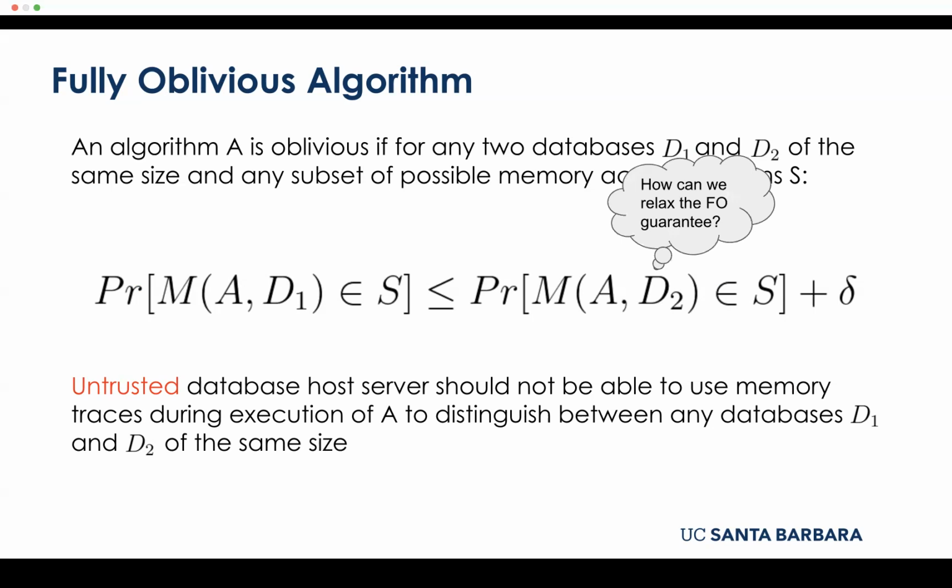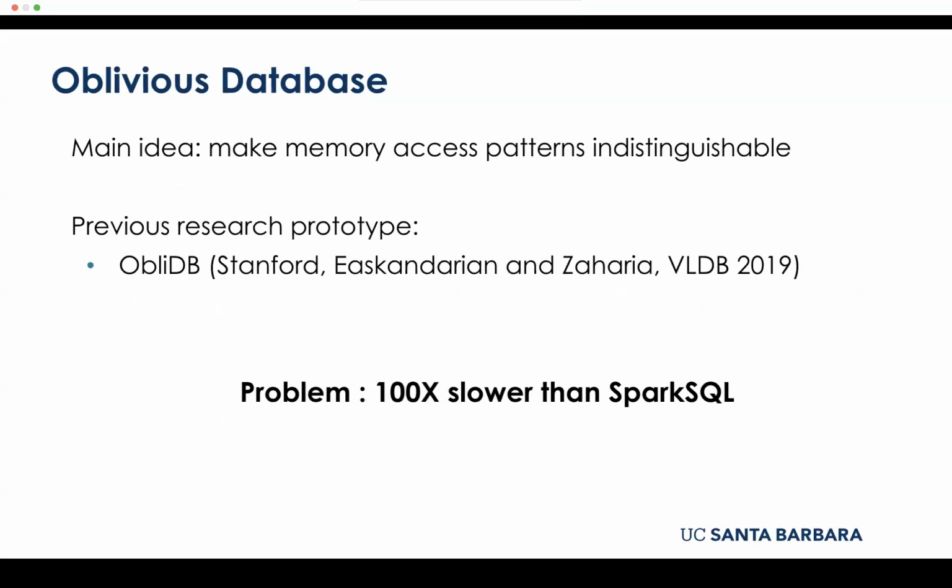Then, how can we relax the fully oblivious guarantee notion? Because it's a very strong guarantee. Previous oblivious databases like ObliDB are more than 100 times slower than Spark SQL.